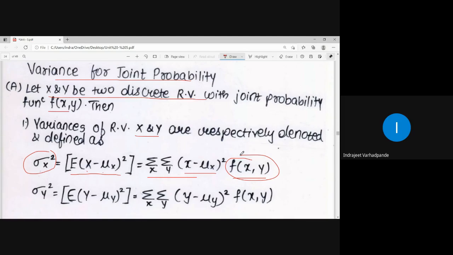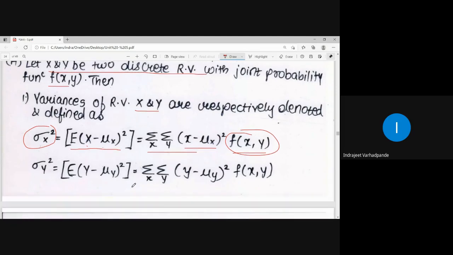In case of discrete random variable, similarly, the variance, which will be sigma y square for random variable y, will be expectation of y minus mu y whole square. How do you calculate expectation of y minus mu y whole square? It is summation over x, summation over y, y minus mu y whole square multiplied by f of xy.